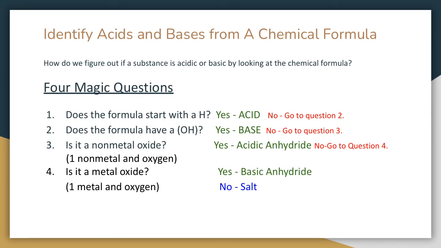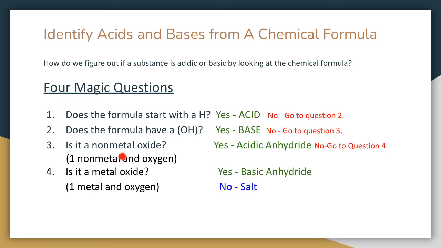So the 4 magic questions, you're always going to go in this order. Number 1, does the formula start with an H? If yes, it's an acid. Boom, you've classified it. Super simple. If no, go to question 2. At question 2, does the formula have an OH? Yes! Then you have a base. No. Go to question 3.